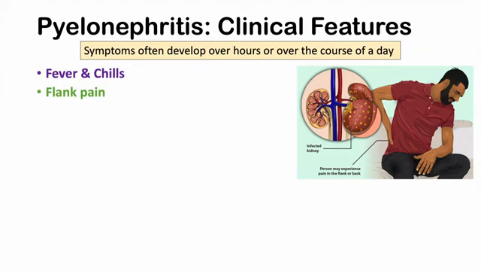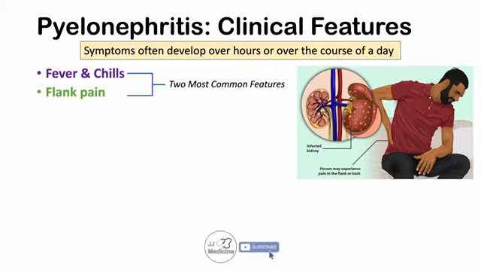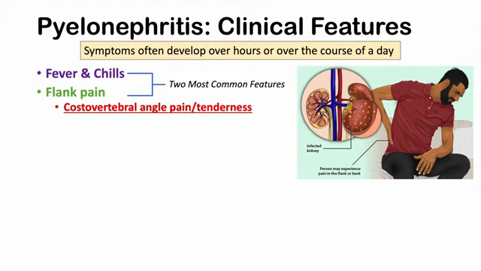So your kidneys being infected can lead to flank or back pain. And these are actually the two most common features of acute pyelonephritis. What's very, very important to note here is that with acute pyelonephritis, we see what we call costovertebral angle pain or tenderness. And how to assess for this is by the following.